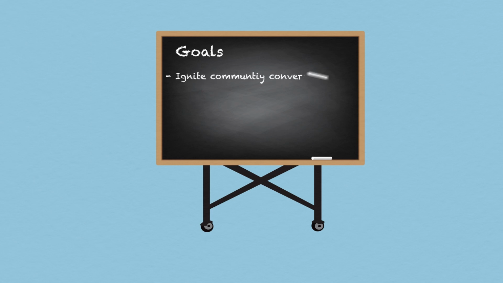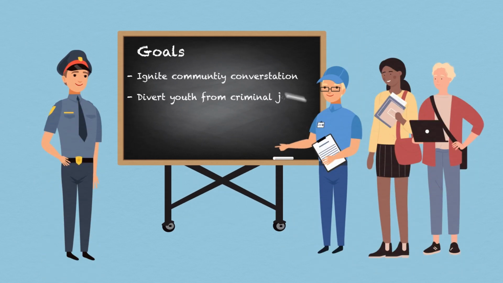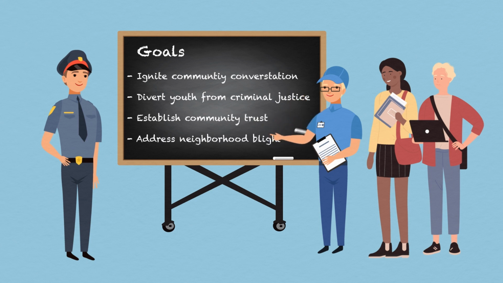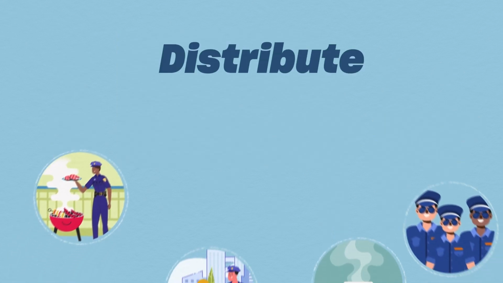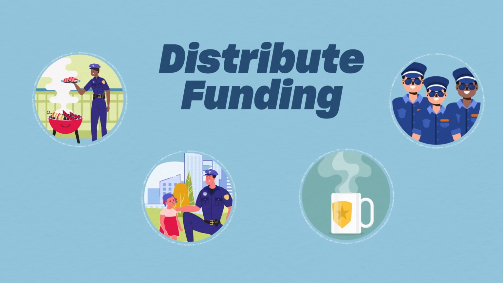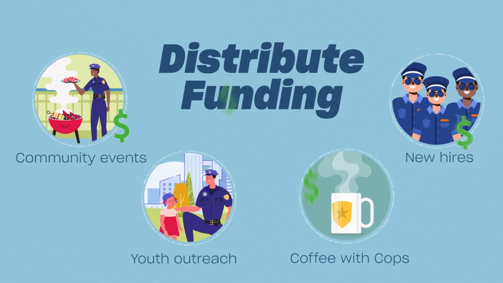Get started by establishing the goals you would like to accomplish through your new program. Consult community leaders to collect feedback that will inform your goals and empower them to be part of your strategic planning process. Then, determine how you would like to allocate the grant funding in support of the goals you established. Funding can assist you with everything from growing your police force to forming community events.